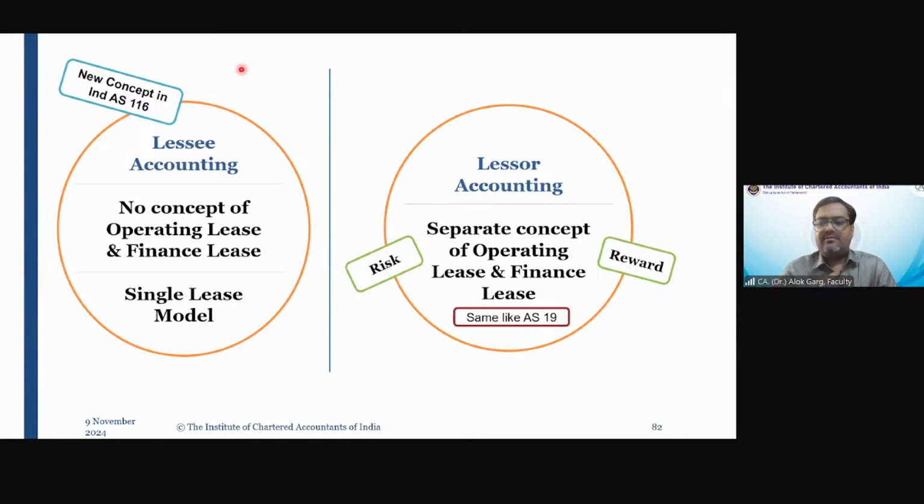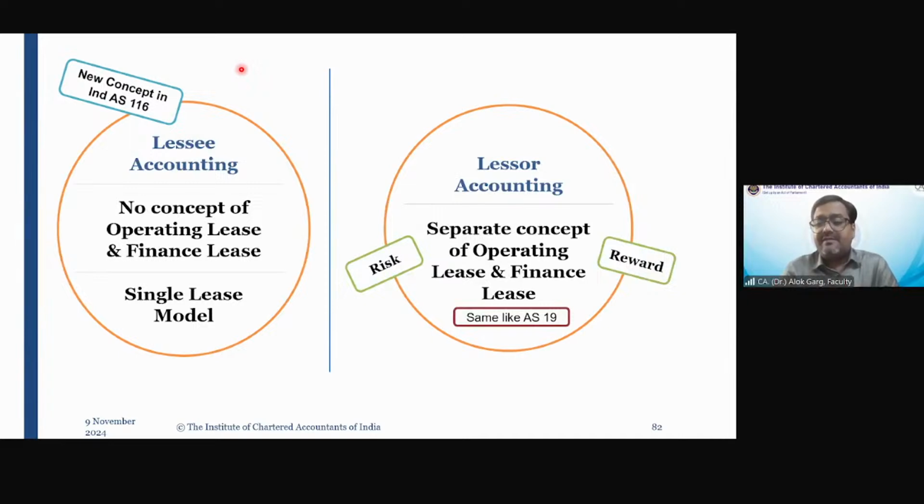I am the owner. I am the lessor. In my books of accounts, how will this flat come? Asset, but which asset? It is like an investment property, or PPE, right? And it will be at what value? 2 crore.